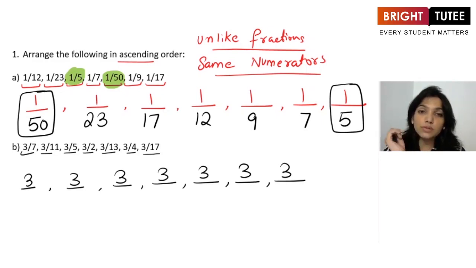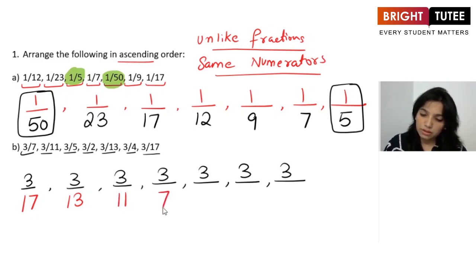So which number do you see is the biggest? I think 3 over 17. 17 is the biggest number. So it is basically the smallest fraction. Then we have got 13, that is the next biggest. Then we have got 11. Then we have got 7. Then we have got 5. Then we have got 4. Then we have got a 2.